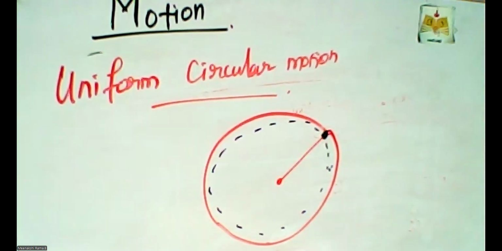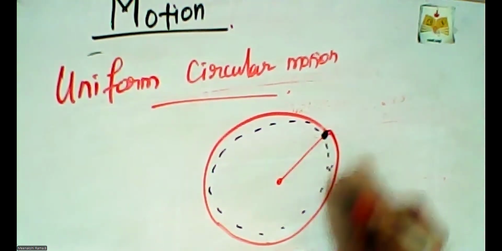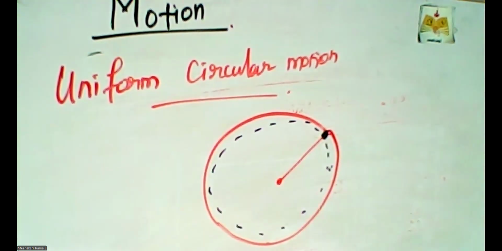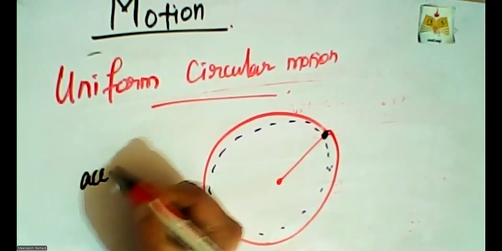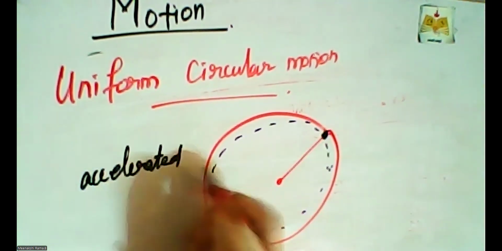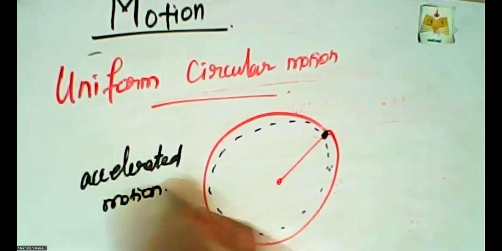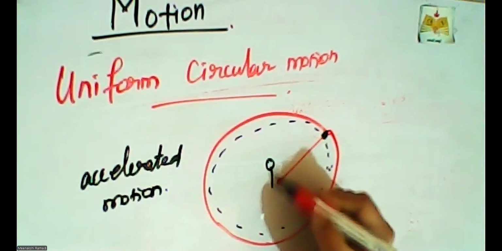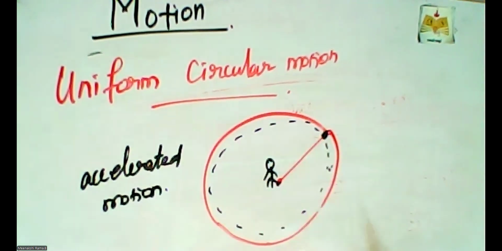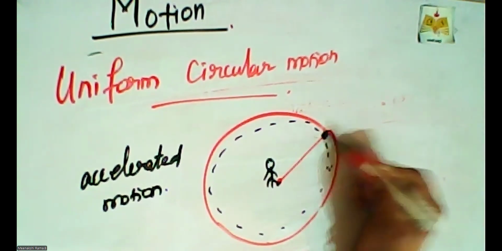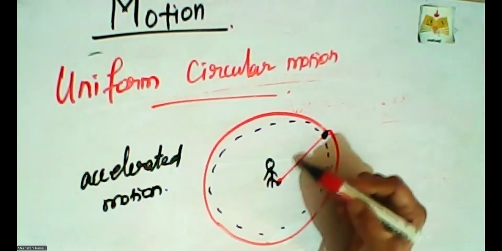The direction of motion changes at every point when the stone is moving along the circular path. When the object moves at constant speed in a circular path, the velocity changes due to the change in direction only. This is called accelerated motion. Accelerated motion means one person is standing here, he rotates the stone, he tied one stone to the rope. This is the rope.